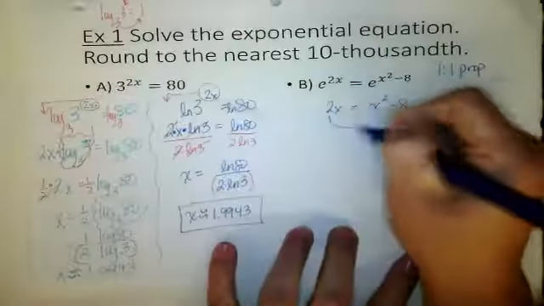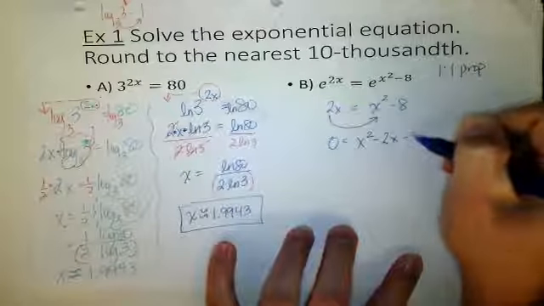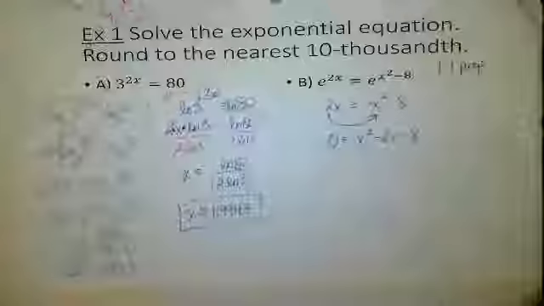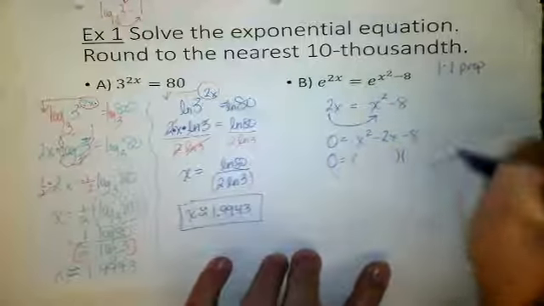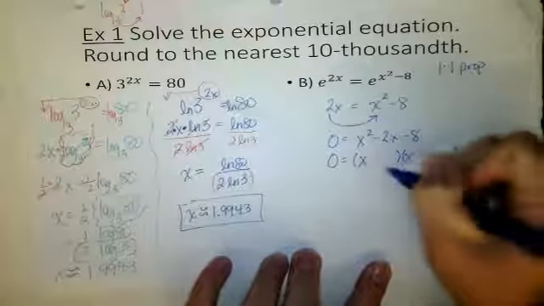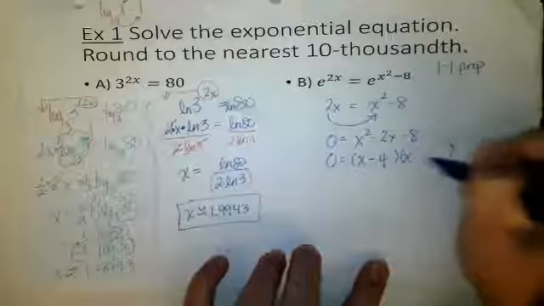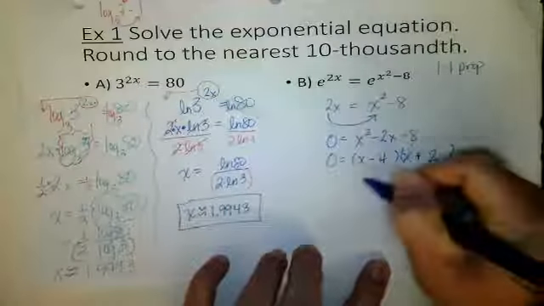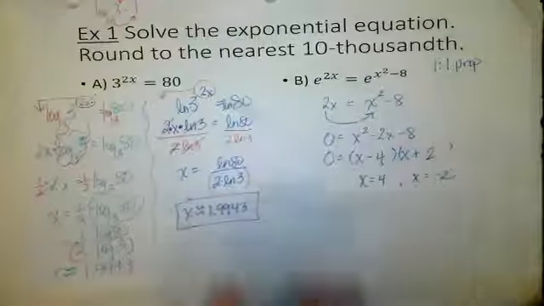Subtract the 2x. Sure, move that over. So we get 0 equals x squared minus 2x minus 8. And then what? Double bubble, yeah. All right, so x times x is x squared. What times what is negative 8? Minus 4 and positive 2. Very good. So we get x equals 4 and x equals negative 2.